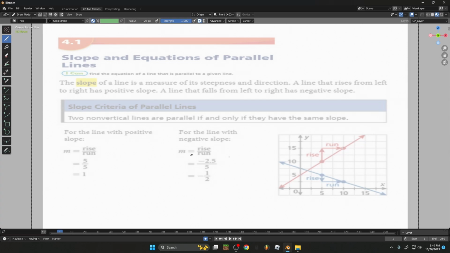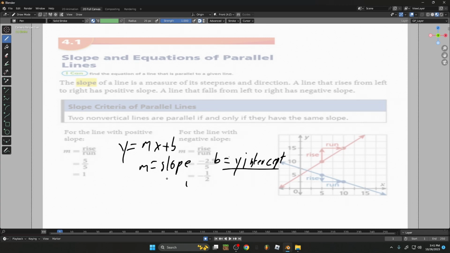Alright, so parallel lines have the same slope, right? Same slope. So for your slope formula, it's y equals mx plus b. M is the slope. B is the y-intercept. M is the slope, B is the y-intercept.